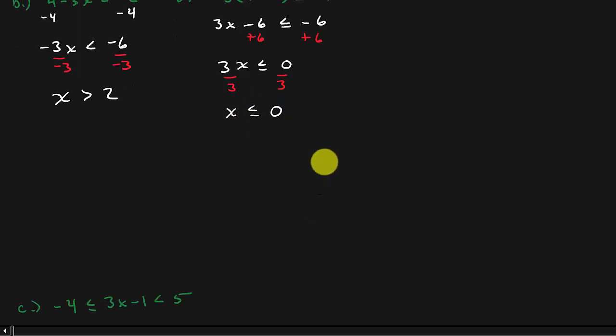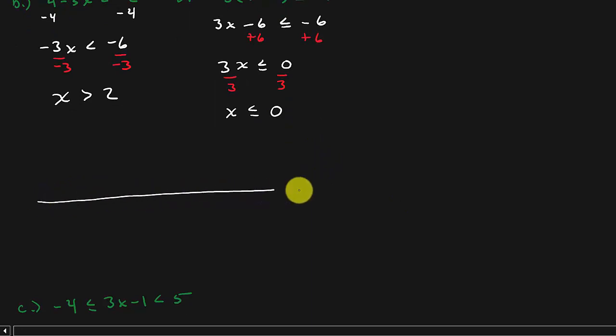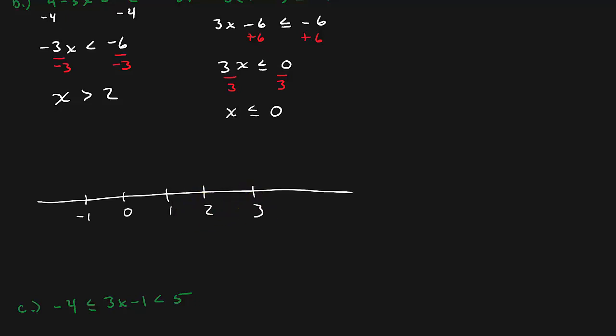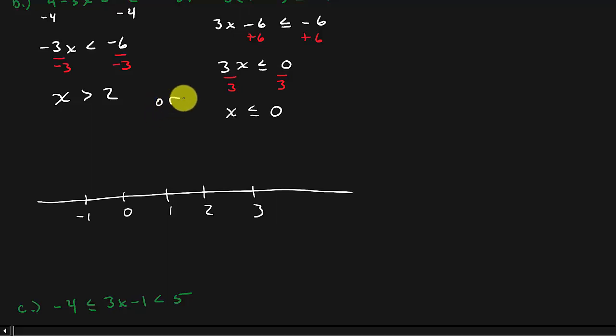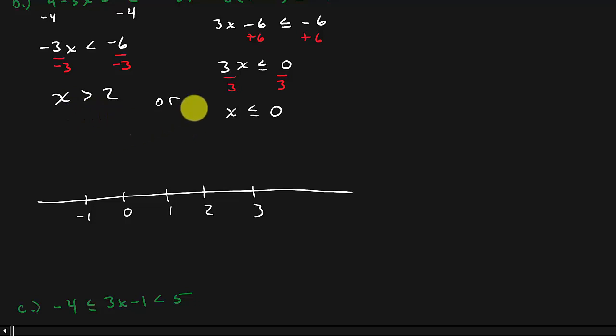Now, to graph these things, so I've got negative 1, 0, 1, 2, 3. And just like before, and well, let me go ahead and write this. This is separated by or. So let's graph them above the line. So I've got x greater than 2. So that's this one. I've got x less than or equal to 0.